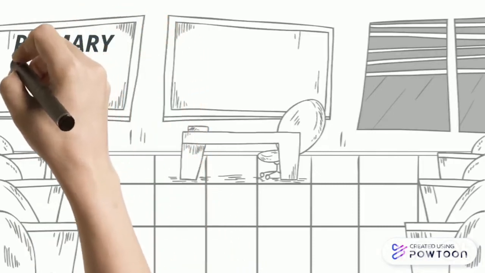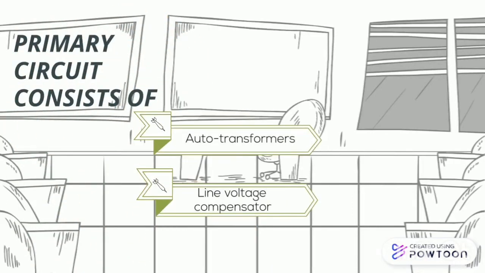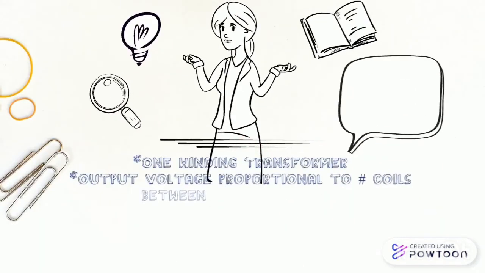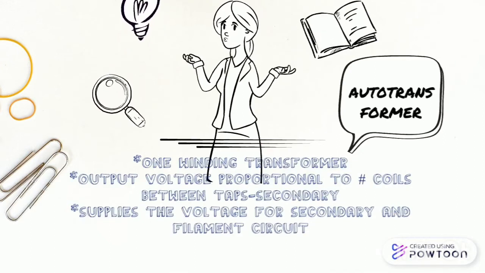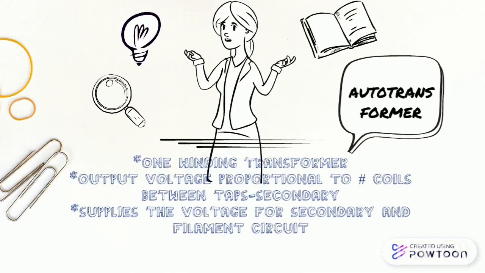The primary circuit consists of an autotransformer and a line voltage compensator. What is an autotransformer? It is a one-winding transformer whose output voltage is proportional to the number of coils between the tap secondary, and its function is to supply the voltage for the secondary and filament circuit.